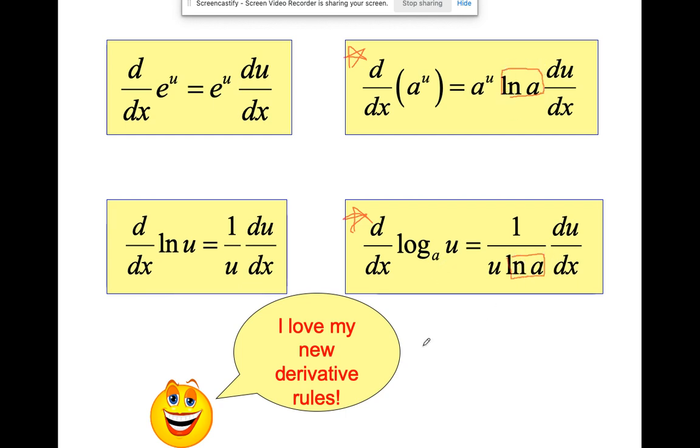Pay the price when you're not in base e. But derivatives of logs and exponents are pretty sweet. Pretty sweet. Curveball coming, ready?